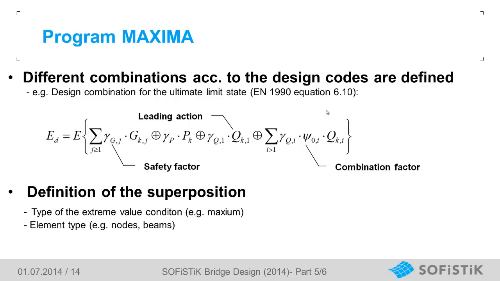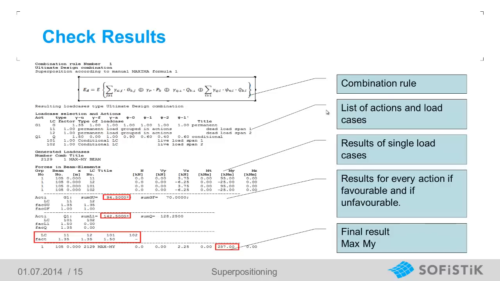And also you can define the superposition, so you tell the program what kind of values, so extreme values, you would like to have, like maximum or minimum, and also for what type of elements, so nodes or beams for example. And what is also very important, if you work with the program Maxima, you can see all the superposition results in the report browser, and you will find this layout. It's important to look at the results.